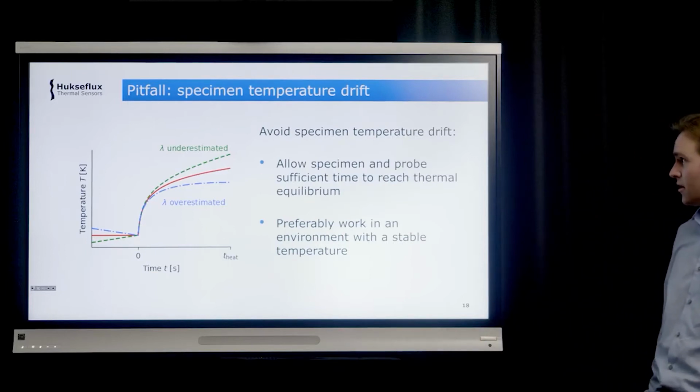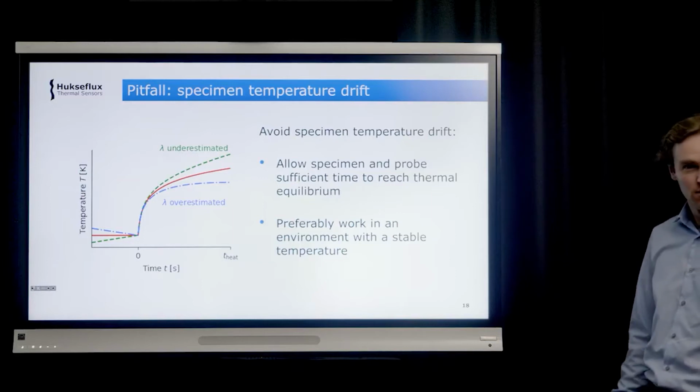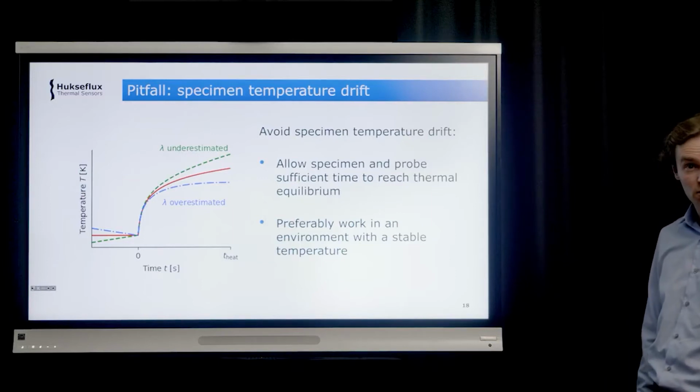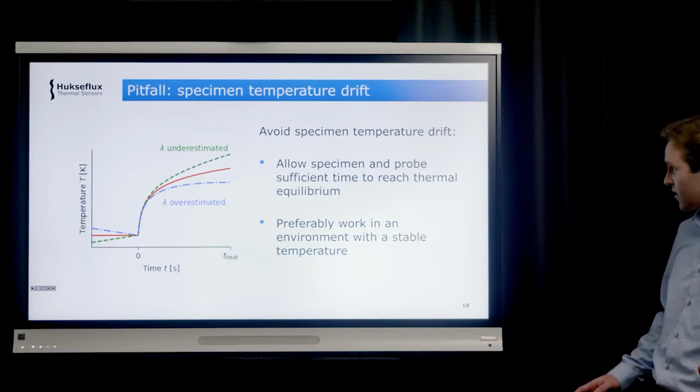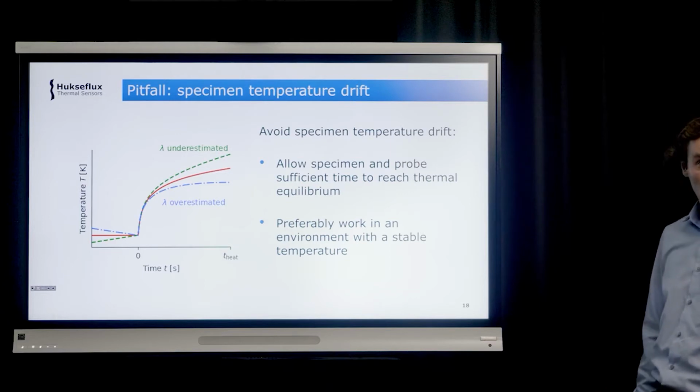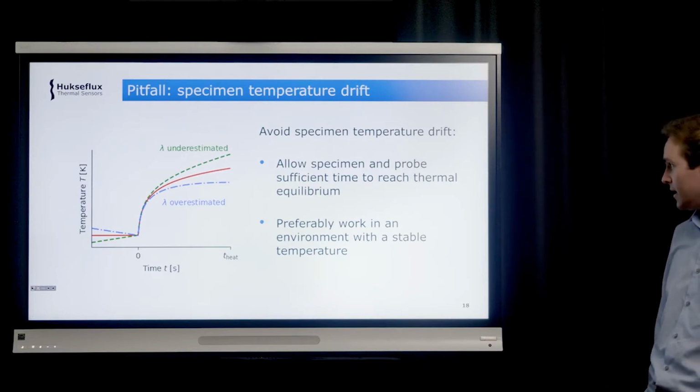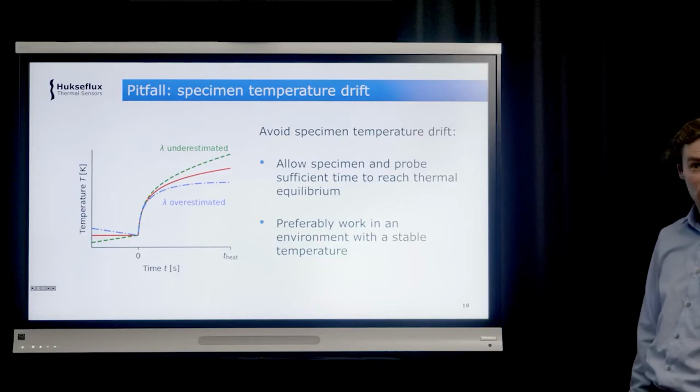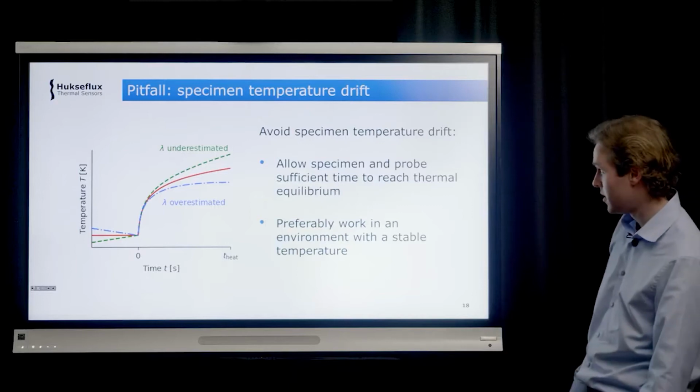And then in addition, to avoid specimen temperature drift, you typically just need to allow the specimen sufficient time to become stable. And it's also useful to work in an environment where the temperature is stable, for example, a laboratory, but this may not always be possible.